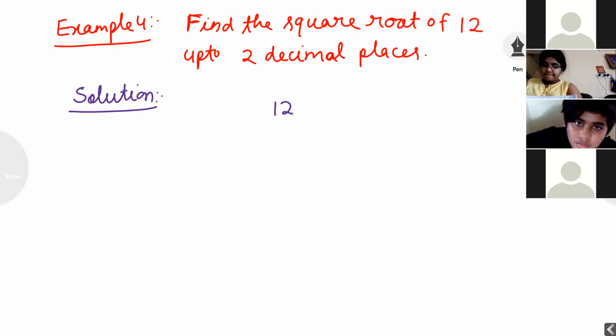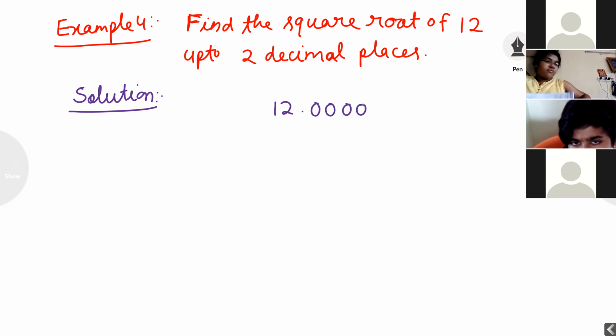Means I want to keep a decimal point. After that, I want to write 00, because the question is asking for the square root of 12 up to 2 decimal places. If I write 00, then I can make 2 pairs. If the question is asking for the square root of 12 up to 3 decimal places, then 2 more 0s I want to mention. Listen carefully. Why have I written 00? Because I want to make 2 pairs up to 2 decimal places.